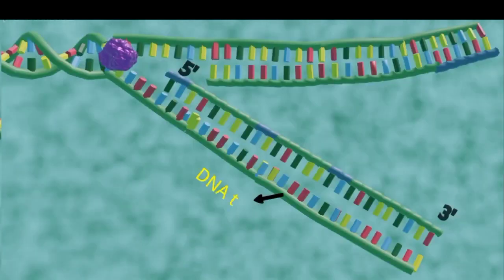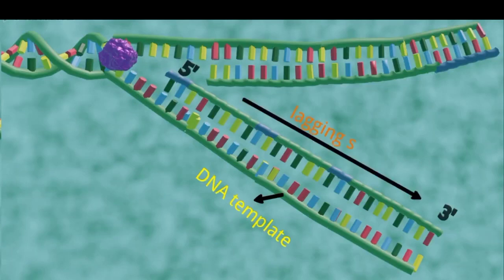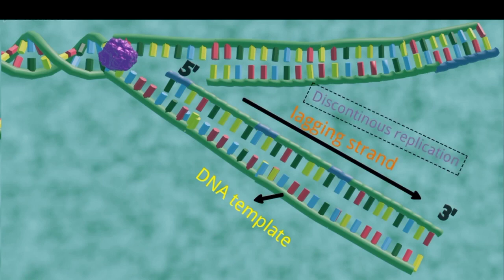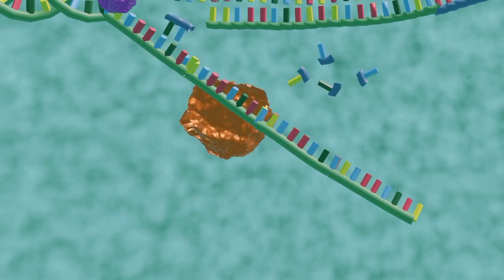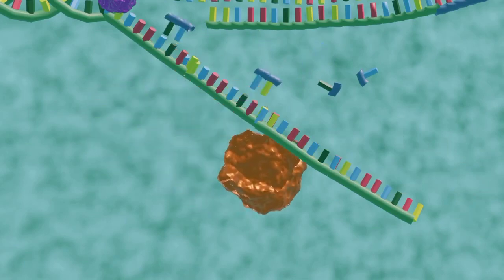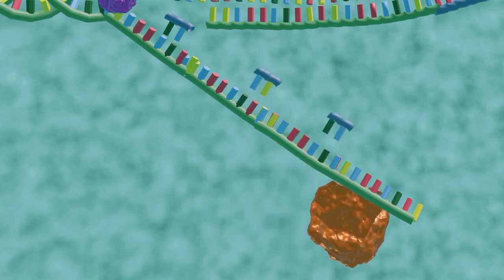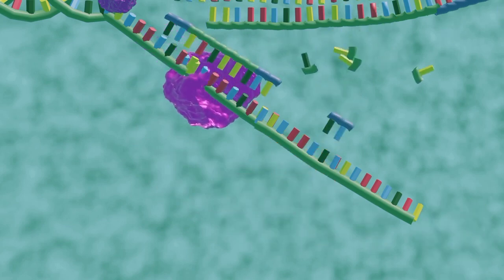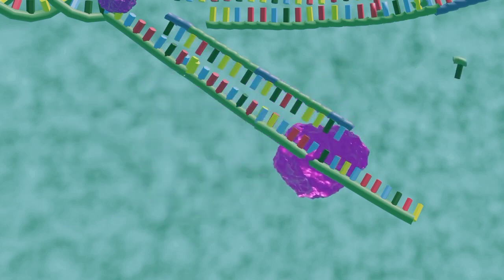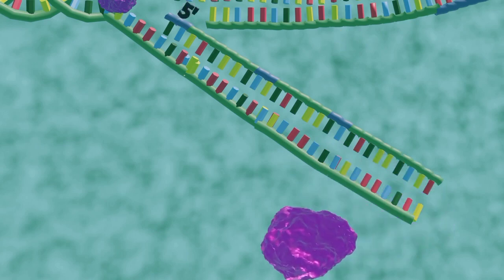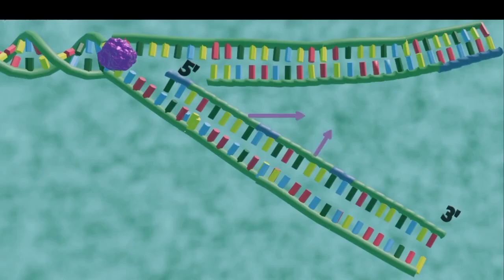The other DNA template is antiparallel, so replication occurs away from the replication fork, forming the lagging strand. This type of replication is known as discontinuous replication. Numerous RNA primers are made by the primase enzyme and bind at various points along the lagging strand. DNA polymerase recognizes the primer, adding new complementary nucleotide bases to the strand of DNA in the 5' to 3' direction. These chunks of DNA are called Okazaki fragments.